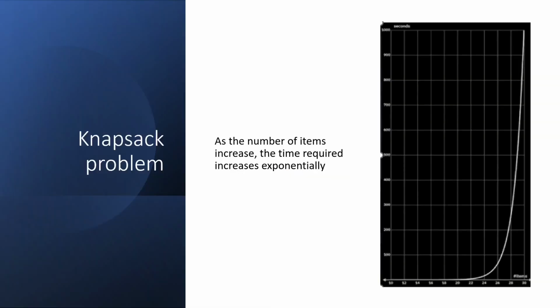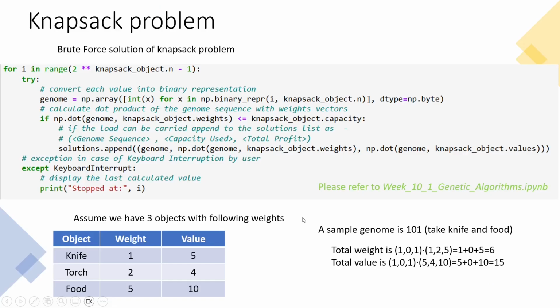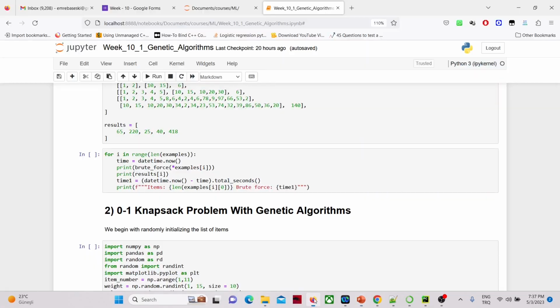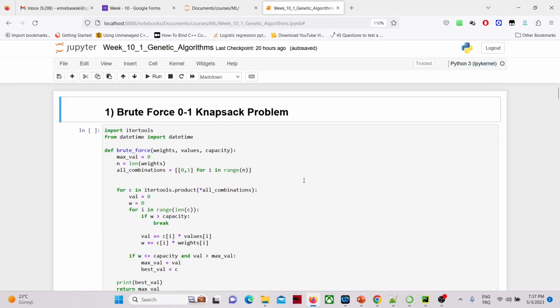You're not going to believe it, but as the number of items increases, the time required increases exponentially. For example, if you have more than 29 items, that really goes beyond the power of your computer. So that becomes a very difficult problem to solve. So let's see how we can solve the knapsack problem brute forcefully, and then we will see how we can solve it with genetic algorithms.